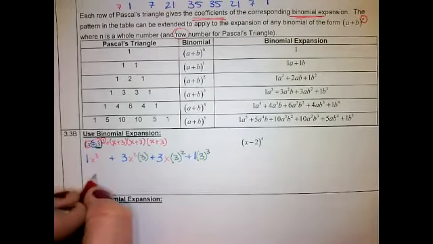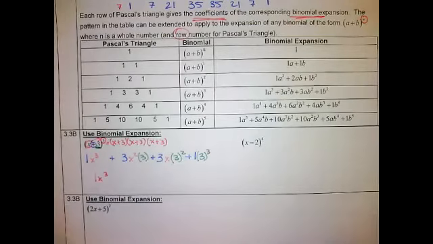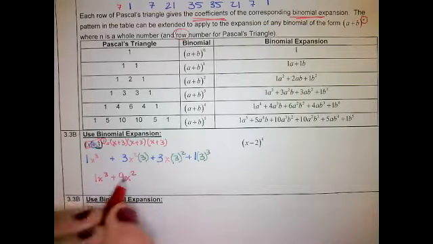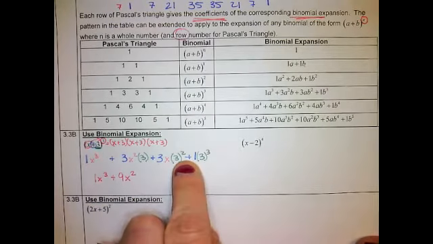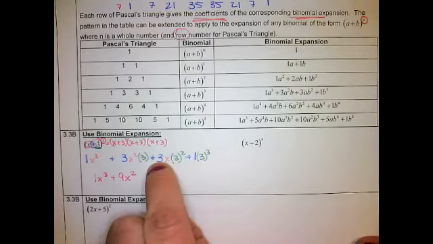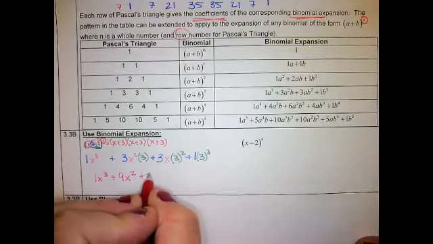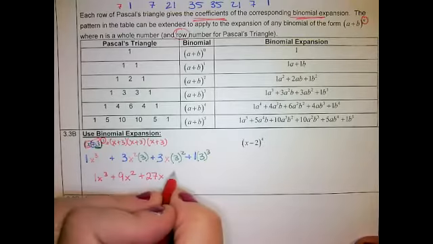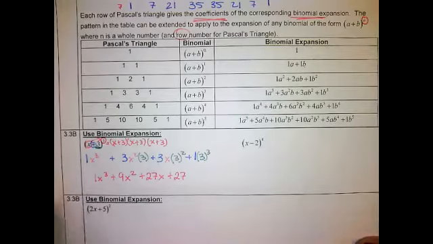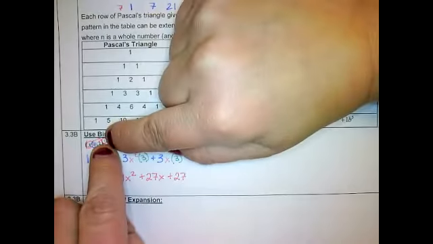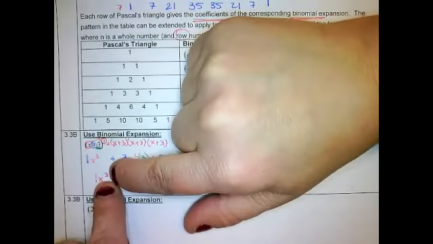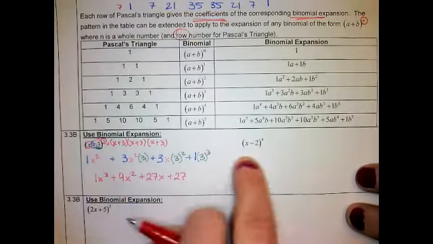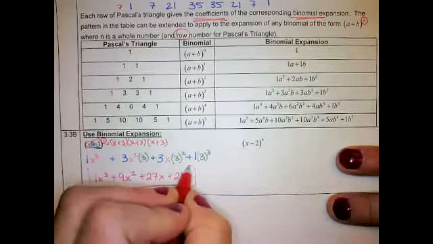Okay, so 1x to the third stays 1x to the third. 3 times 3 is 9. So that becomes 9x squared. 3 squared is 9 times 3 is 27. So that becomes 27x. And 3 to the third power is 27. So that becomes 27. Now you can see, since this is to the third power, my polynomial has to have to the third power. And my 4 terms right there.